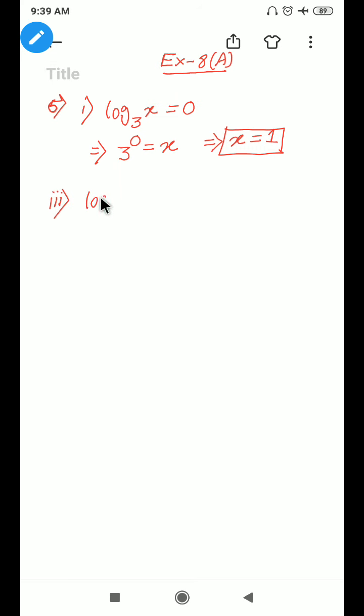Log 243 base 9 is equal to x. So again you have to convert this logarithmic form to exponential form. So this will be 9 to the power x is equal to 243.